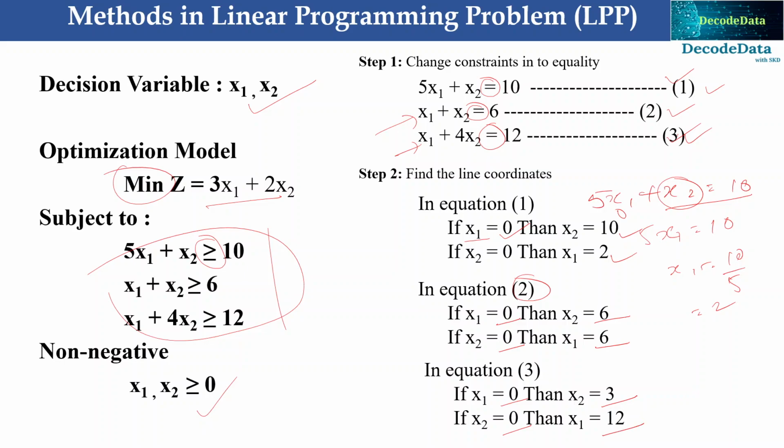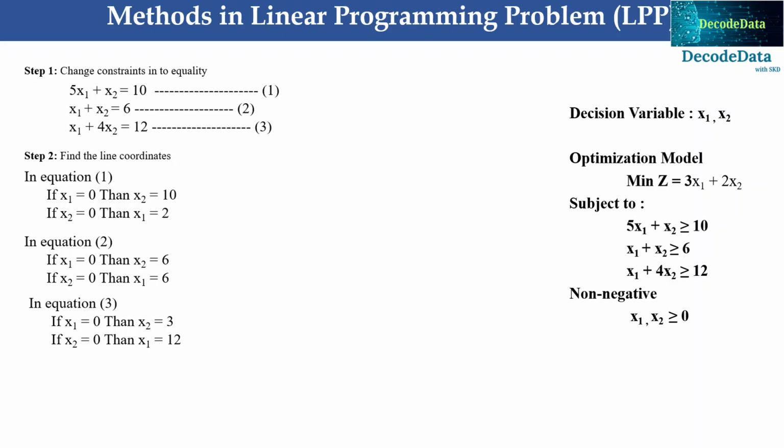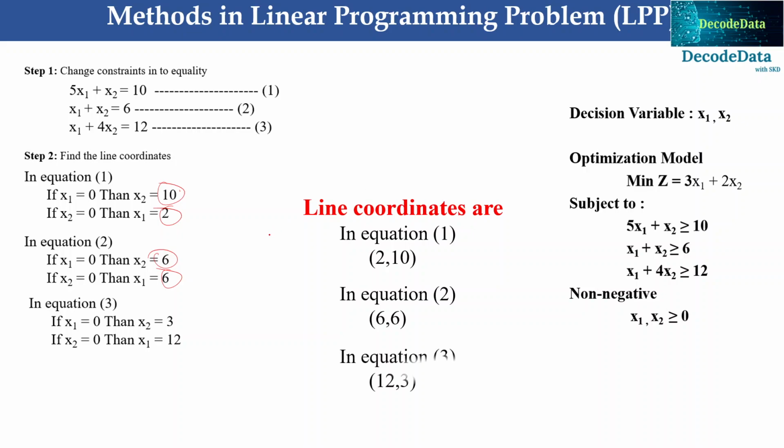So now we have three constraints, and based on three constraints, we have three different coordinates. So let's see what are the different coordinates we have. The line coordinates are, from the first equation, 2 and 10, x1 and x2. Second, 6 and 6, right? And the third one is 12 and 3. So now we have three constraints. The time you get line coordinates, whether it is with the help of three constraints, or with the help of two constraints, or with the help of four constraints, the method is the same.